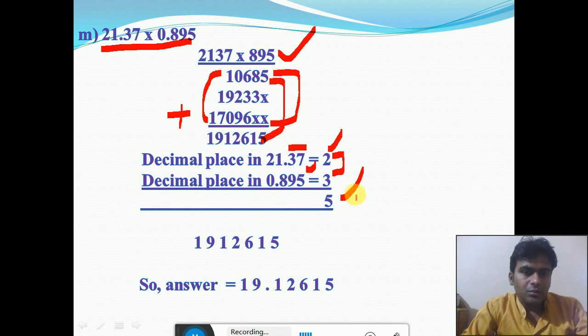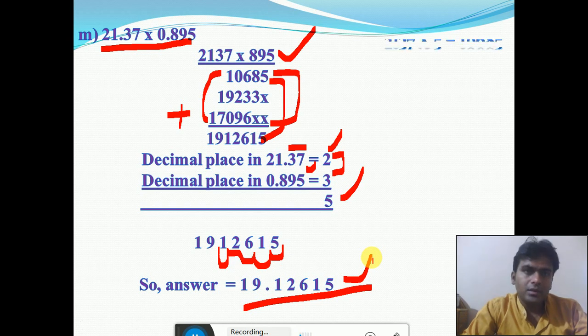Now we have to put the decimal point after 5 places. So we will start from the right side: 1 2 3 4 and 5. So after 9 we will put the decimal point. So our answer is 19.12615.